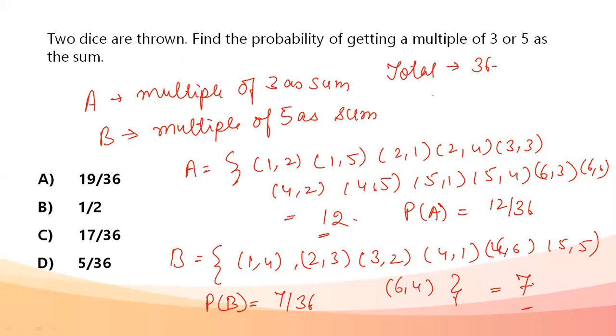Total probability, the sum is either a multiple of 3 or 5. That means it will be 12 by 36 plus 7 by 36 becomes 19 by 36. My answer is option A. So just separating the two cases and finding individual probability, adding it and getting the answer.